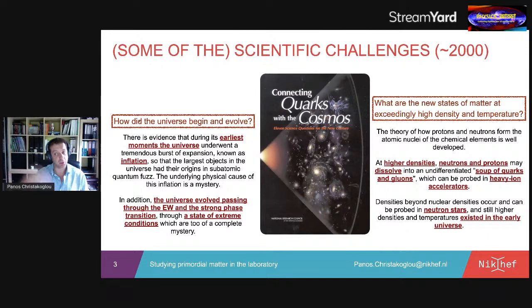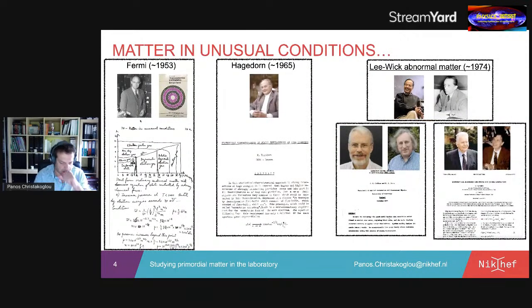By the way, these densities, beyond nuclear densities, can occur and can be probed in neutron stars, and still higher energies and temperatures existed in the very early universe. Now, how matter behaves under extreme conditions is not a question that people started thinking about only in the 21st century. Even back in the 1950s, people like Enrico Fermi, with his studies, stimulated thoughts and ideas that ended up being described in one of his books, the Notes on Thermodynamics and Statistics. Soon after, Hagedorn introduced in one of his studies the idea of fireballs when hadronic matter is compressed.